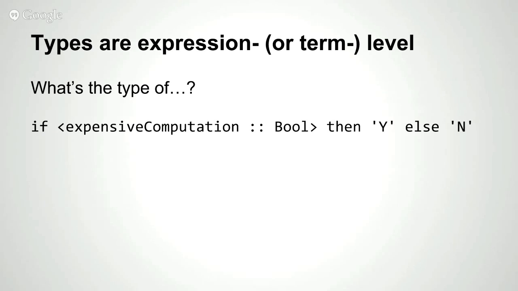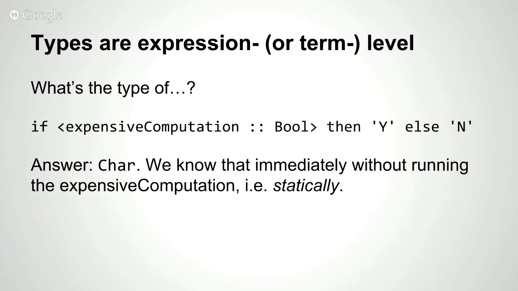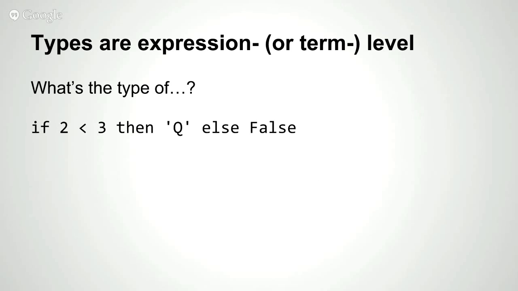So for example, what do you guys think the type of this is? And more importantly, how long do you think it's going to take to compute that type? So it's a char. Well, I would actually say that it can tell immediately that it's a char. Assuming that the expensive computation is a bool, it doesn't have to run that expensive computation to know that it's type char, because both branches are char. So that's something it knows statically.